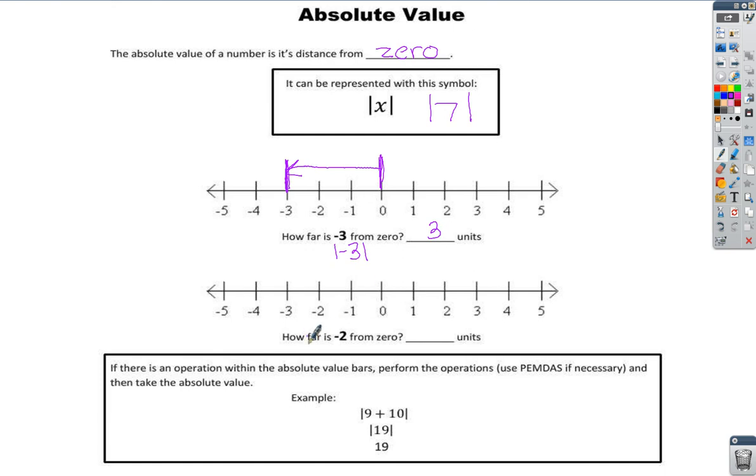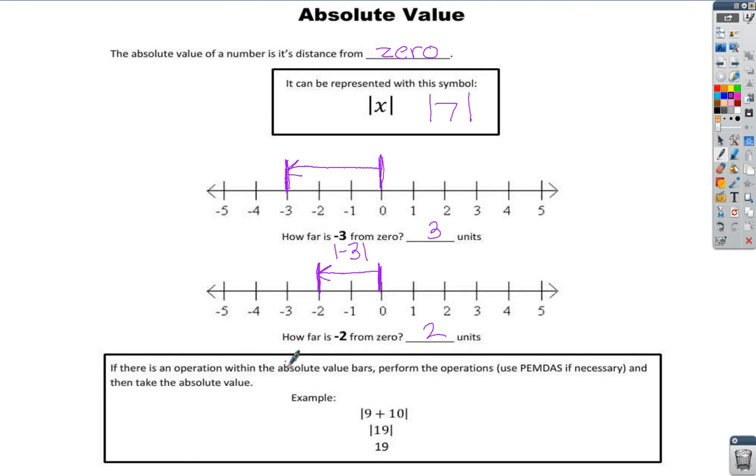Now for this one, we have how far is negative 2 from 0? Here's 0, and here's negative 2. How many units or spaces is negative 2 from 0? How far away is negative 2 from 0? So we count 1, 2, it is 2 units away.